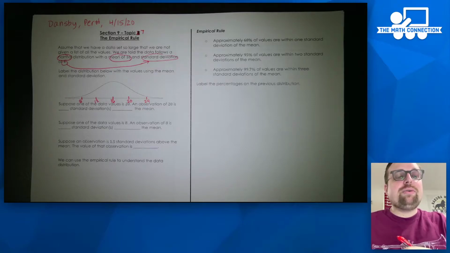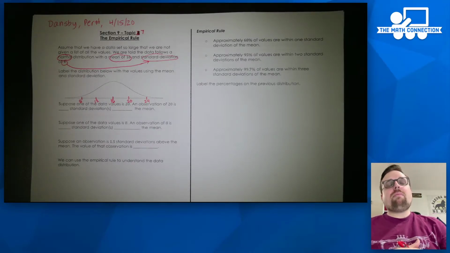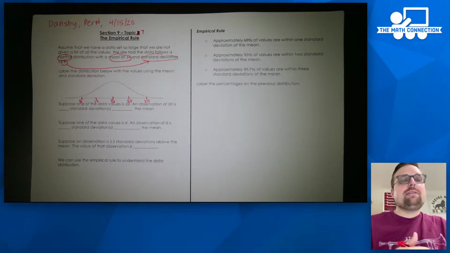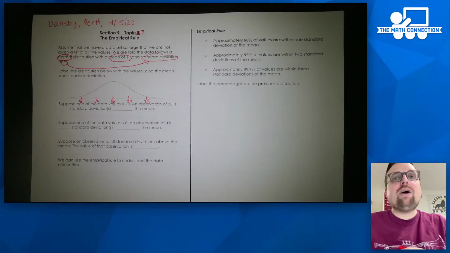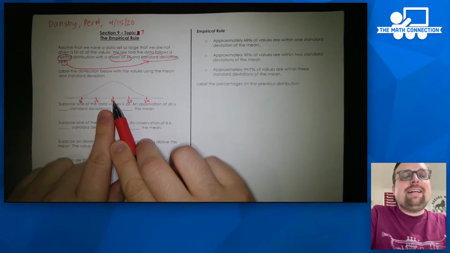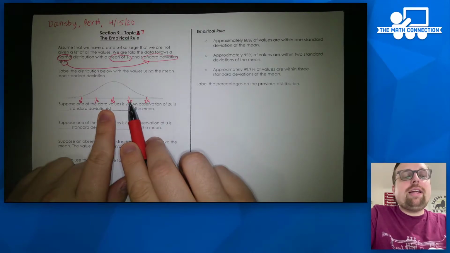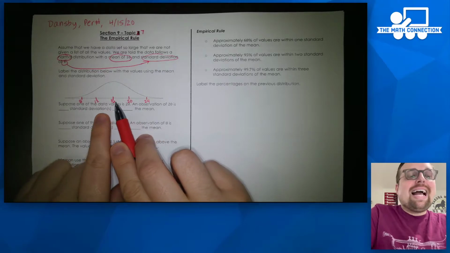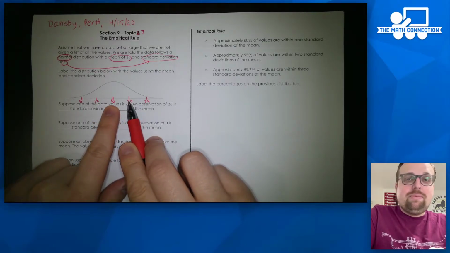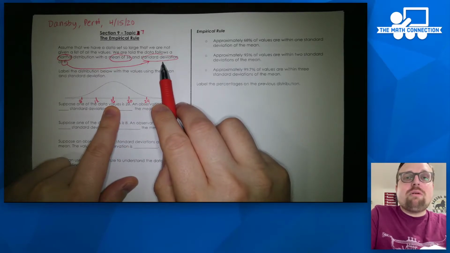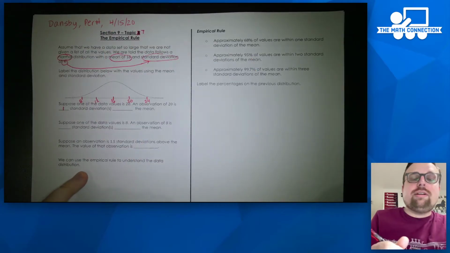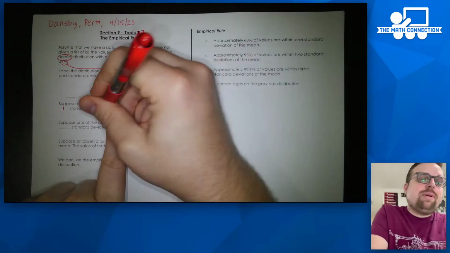Suppose one of the data values that you have in the set is 20. An observation of 20, that point of 20, is blank standard deviations away from the mean. So what we need to figure out here is what's the mean, what's the point we're looking at, what's the difference there, and how does that compare to the standard deviation. So here's 16, that's the average, that's the mean, and then 20 would be over here, and 20 is exactly 4 spaces away from 16, and they also told us the standard deviation is 4. So it's 1 standard deviation away from the mean. I guess we can put larger than or greater than.